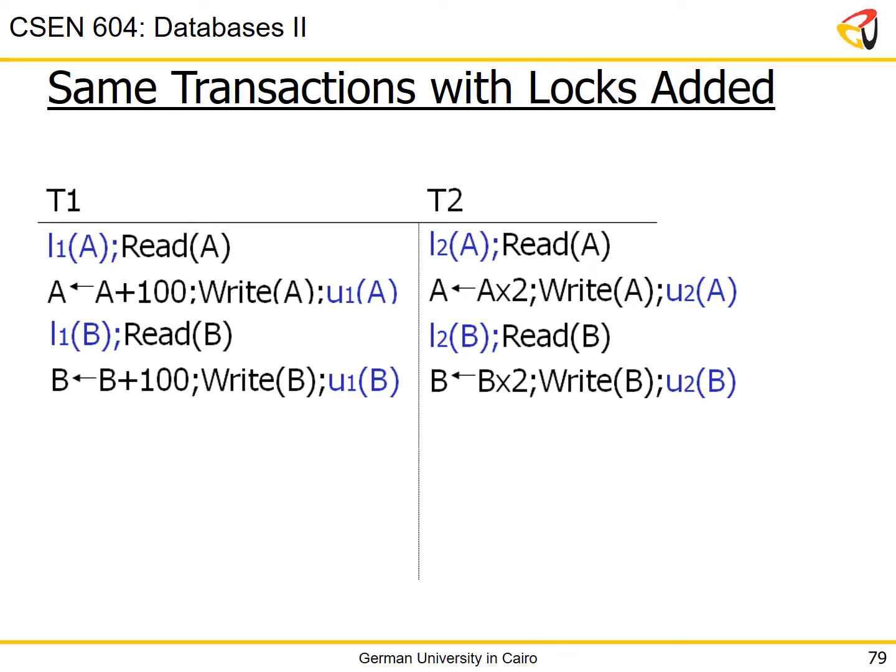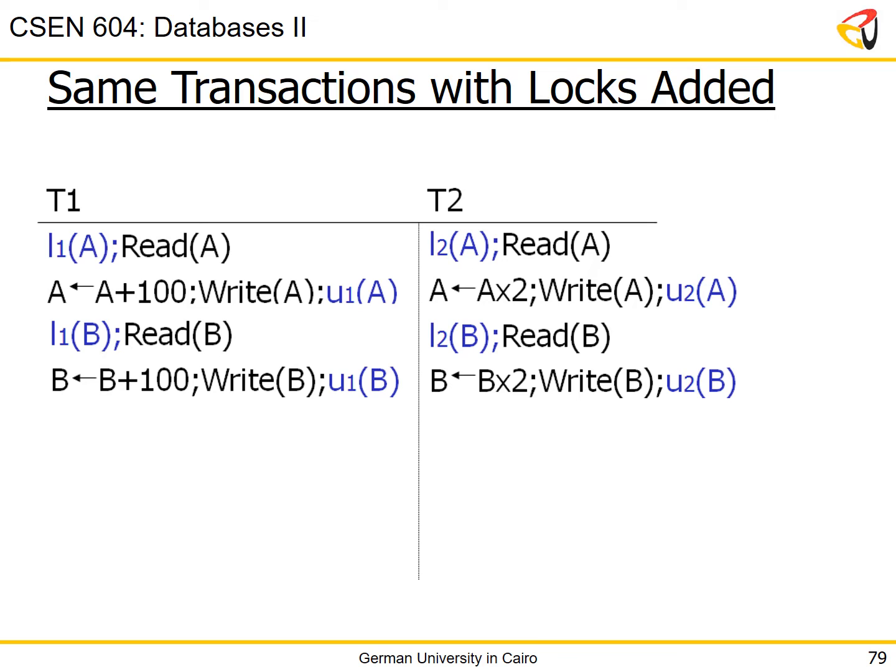And then requesting the lock on B, I'm still in transaction 1, read B, add 100, write B, and then unlock B. Now in transaction 2, I do the same strategy. I will lock A first, and then unlock it when I'm done. So I will release the locks for anyone else to take it, and then I will lock B, I will do the processing of B, and then unlock B when I'm done for anyone else to take it.